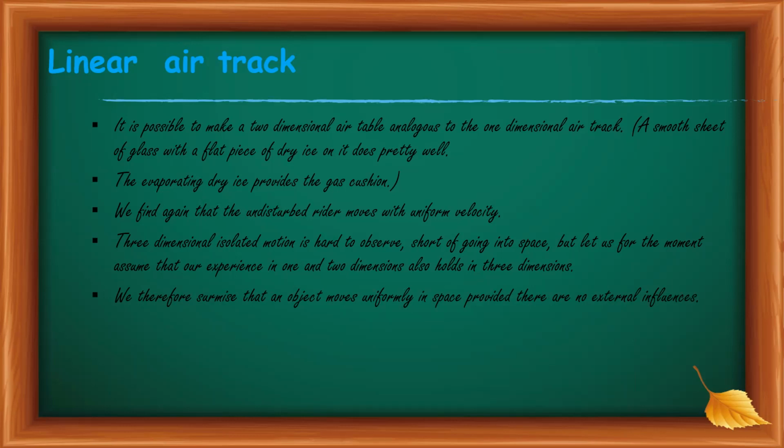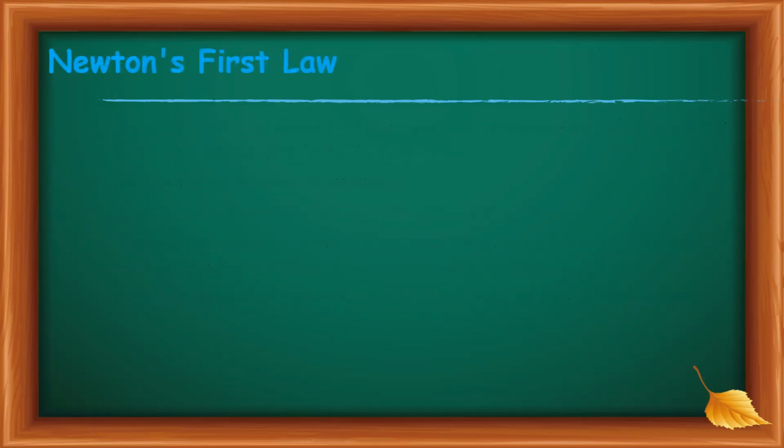We therefore surmise that an object moves uniformly in space provided there are no external influences. So we discuss the validity of Newton's first law.